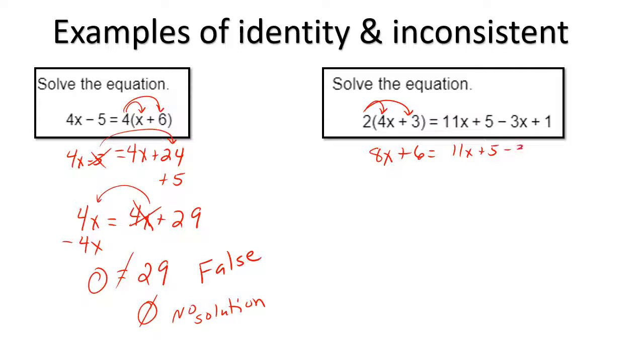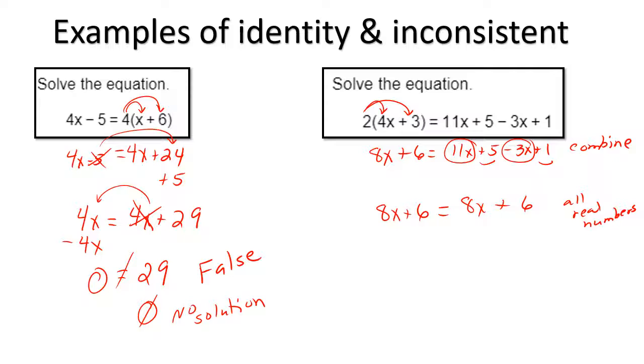On this second example, if I use the distributive property to eliminate those parentheses, I bring down the other terms, and then I combine my like terms that are on the same side to make it a little easier. 11 minus 3 would give me 8x. Positive 5 and positive 1 would be positive 6. Now if you notice, 8x plus 6 is on both sides of the equation. Right there, you could stop and say that the answer would be all real numbers.